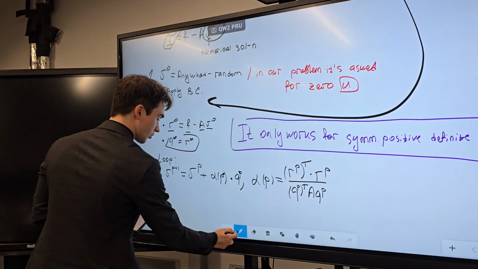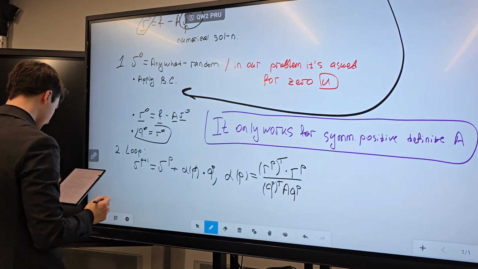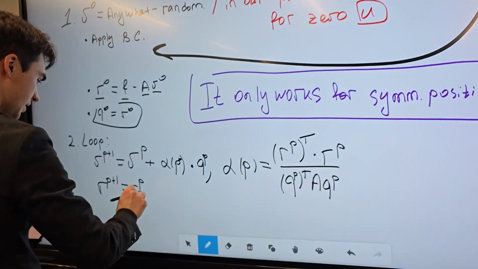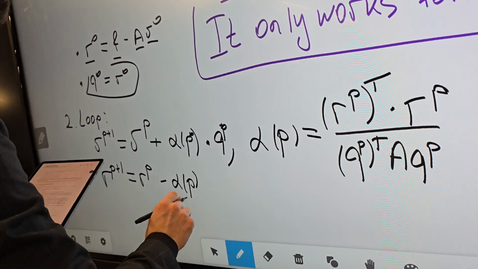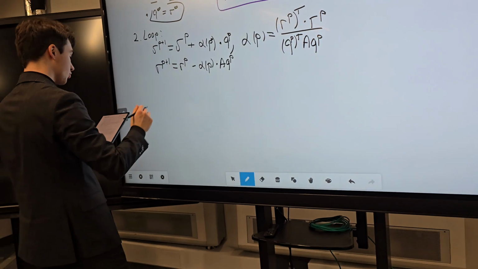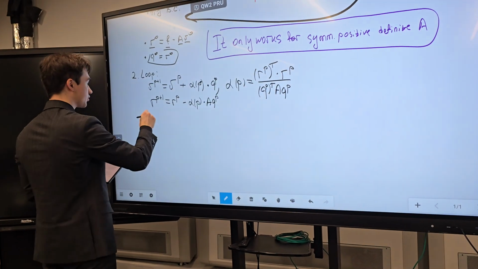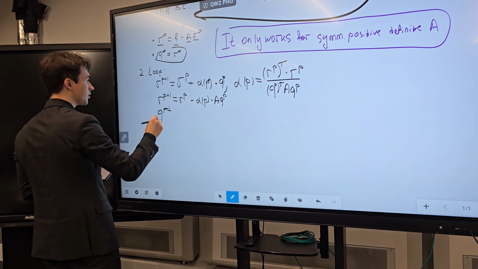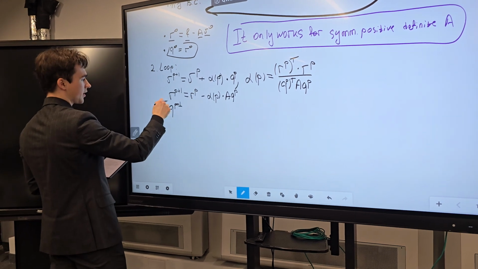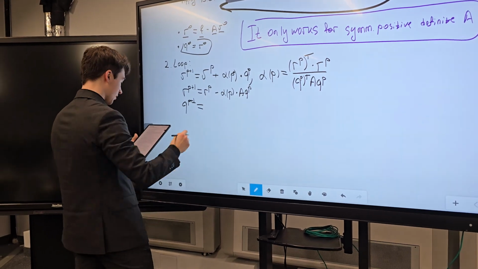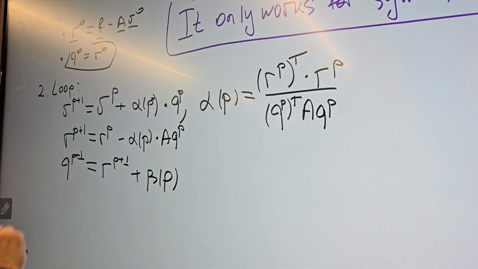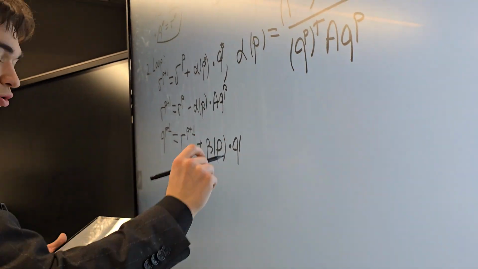And next we need to update our residual. Our residual at step p plus 1 will be the residual of step p minus our alpha times A q at iteration p. Then we need to update our direction. We need to take the new direction q p plus 1. As you see, at each iteration we use the direction from the previous step, so we update our direction at the end. And it will be the new residual r p plus 1, plus the beta parameter, which we will clarify a little bit further, times the previous value q p.